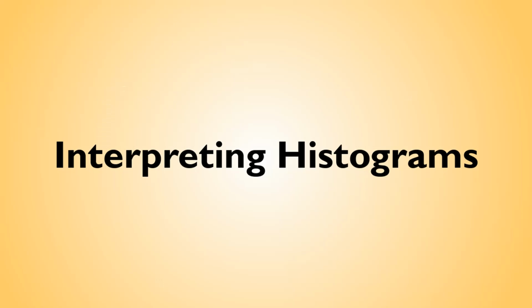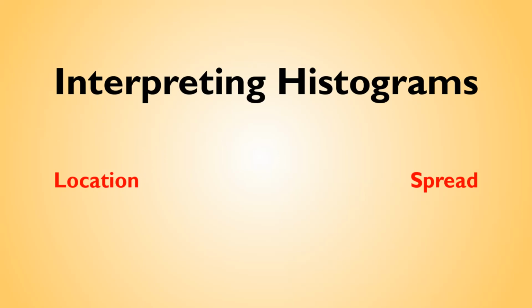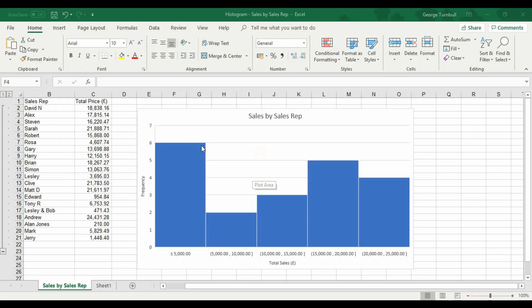Interpreting histograms. Histograms show two main things: location and spread. Location includes things such as where your data points lie, i.e. which bin has the highest frequency or the lowest frequency. In our example, the bin with the highest frequency is the less than or equal to 5,000 bin, and the one with the lowest frequency is the 5,000 to 10,000 bin. Without a histogram, it would be difficult and time-consuming to work out which category was the most common.